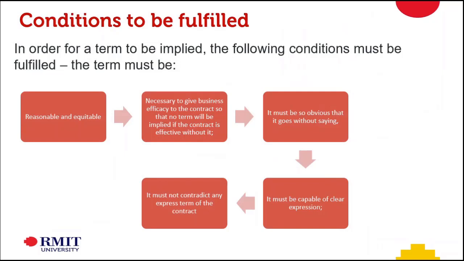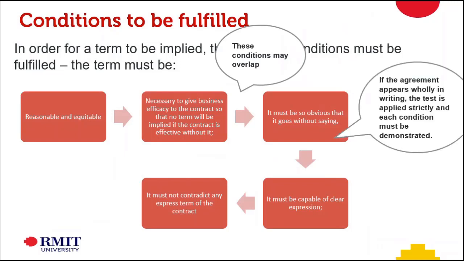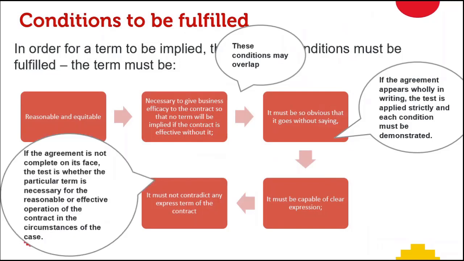In order for a term to be implied, the following conditions must be fulfilled. So I've tried to amalgamate on the one slide all of the different conditions. So the term itself needs to be reasonable and equitable. It needs to be necessary to give business efficacy. It needs to be so obvious that it goes without saying. It needs to be capable of a clear expression, and it needs to be consistent with the rest of the contract. They can overlap, these ideas of necessary to give business efficacy and so obvious it goes without saying.